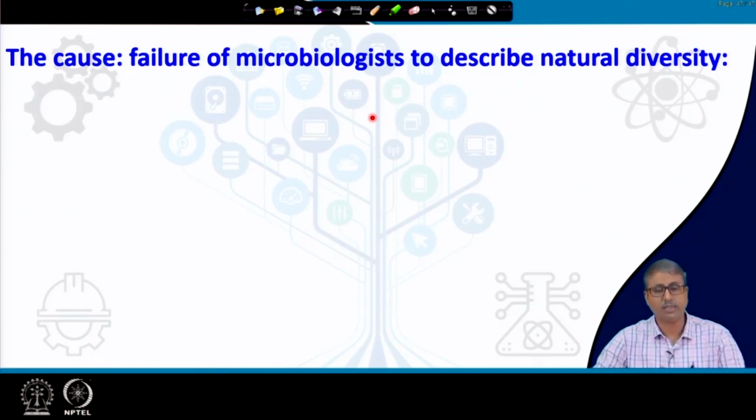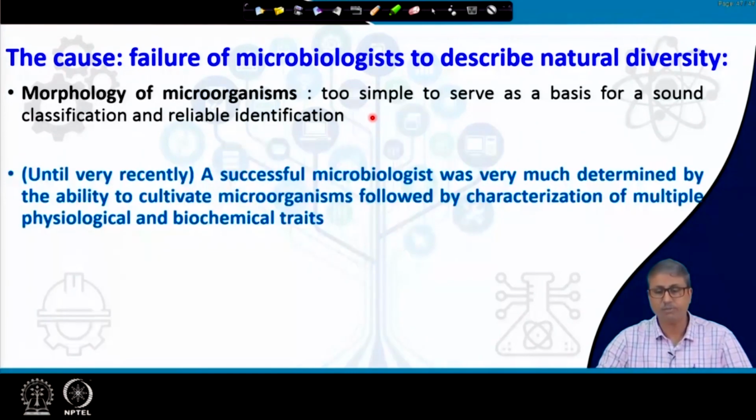Now, if we look at this uncultivability, one of the major causes is the failure of microbiologists to describe natural diversity. Because morphology, as I mentioned, is too simple to serve as the basis for a classification system, and until very recently a successful microbiologist was largely determined by the ability to cultivate microorganisms, followed by characterization of multiple physiological and biochemical traits. So, it became a routine practice that, in order to decipher the microbial diversity or microbial properties of a particular environmental sample, any microbial ecologist or environmental biotechnologist used to rely on isolation of a few cultivable bacteria, archaea or fungi, followed by their characterization and further analysis.